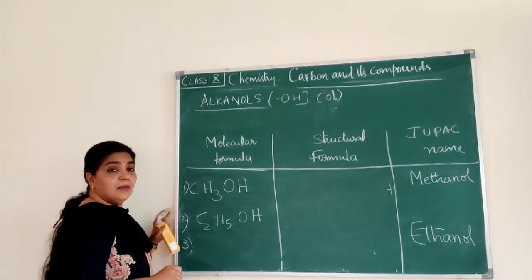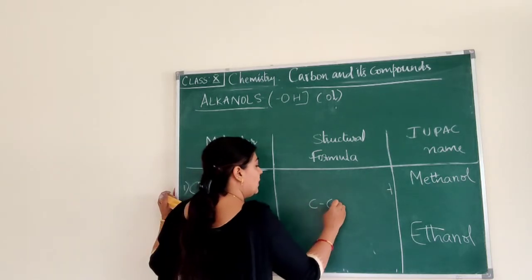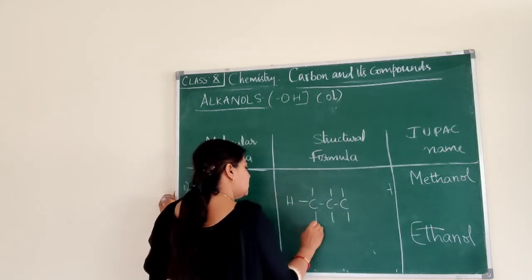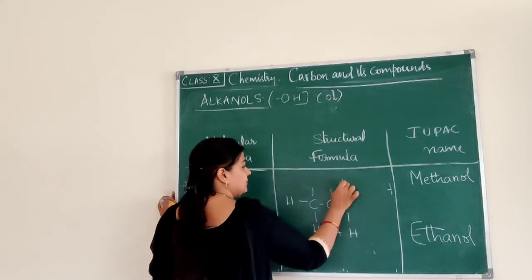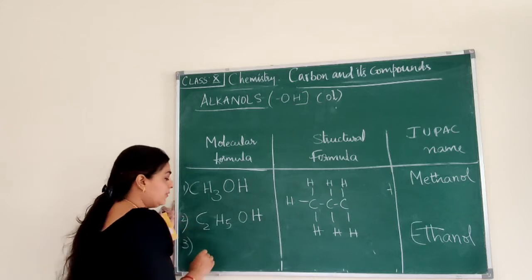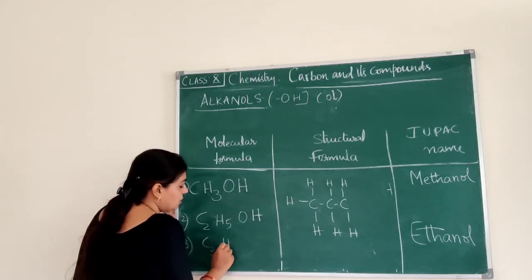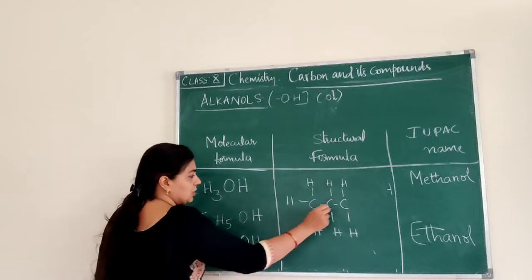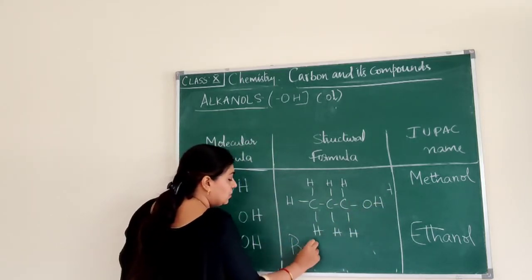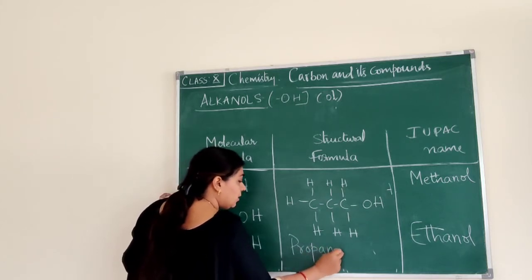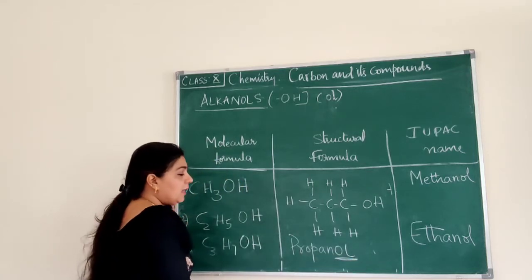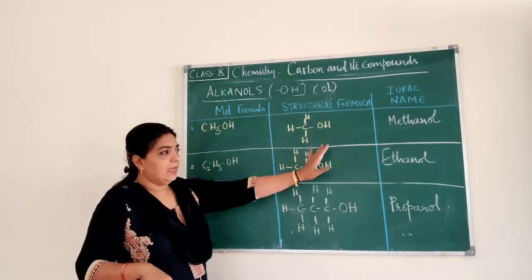Which is the next one? Propane. So propane is what? 3 carbon. So this is 3 carbon, and how many hydrogen are there? C3H7OH. So this is propane, right? You remove E and you add OL, and you get propanol. So this is for the alkanol.